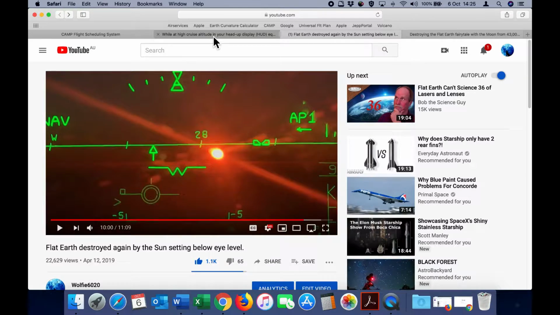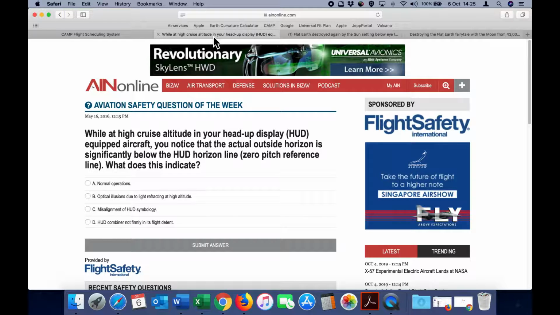But first, let's take a look at this question, which appeared on the AIN online website in 2016 as the Aviation Safety Question of the Week. And the question is, while at high cruise altitude in your head-up display equipped aircraft, you notice that the actual outside horizon is significantly below the HUD horizon line, the zero pitch reference line. What does this indicate? And the options are A, normal operations, B, optical illusions due to light refracting at high altitude, C, misalignment of HUD symbology, or D, HUD combiner not firmly in its flight detent. Have a think about that question and the answers, and we'll come back to it at the end of the video.